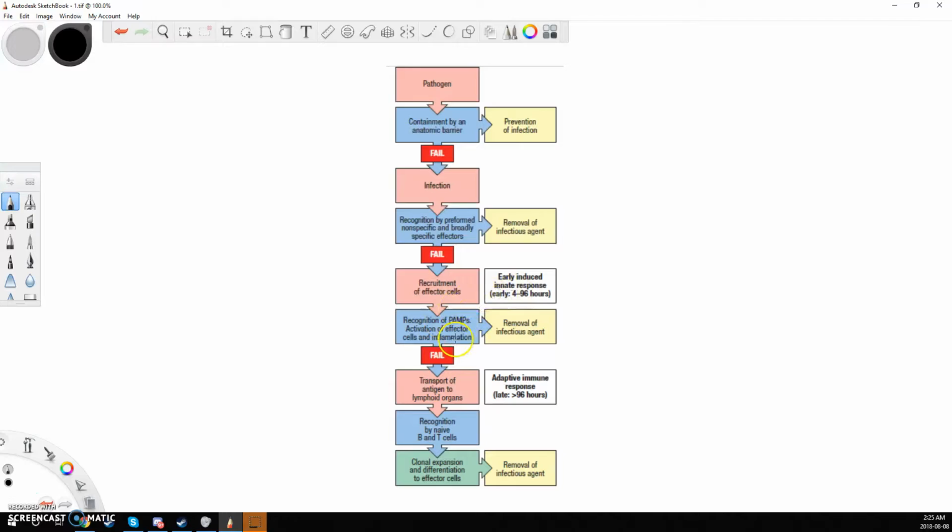But if the early induced innate response fails, there's then the transport of the antigen to the lymphoid organs, recognition by naive B and T cells, and clonal expansion and differentiation to the effector cells. And hopefully this will then result in the removal of the infectious agent. The transportation of the antigen to the lymphoid organs is known as the adaptive immune response, and it happens late in the infectious cycle. It takes about 96 hours.